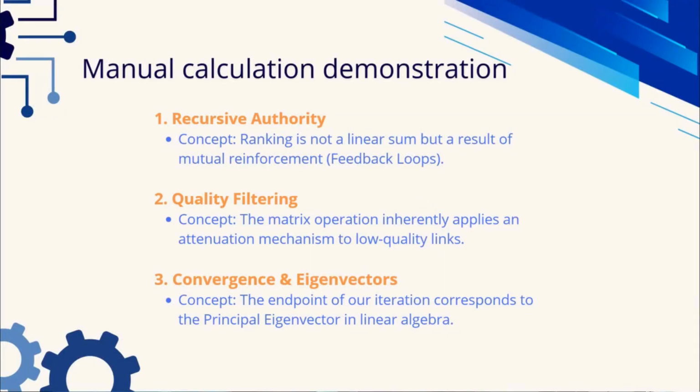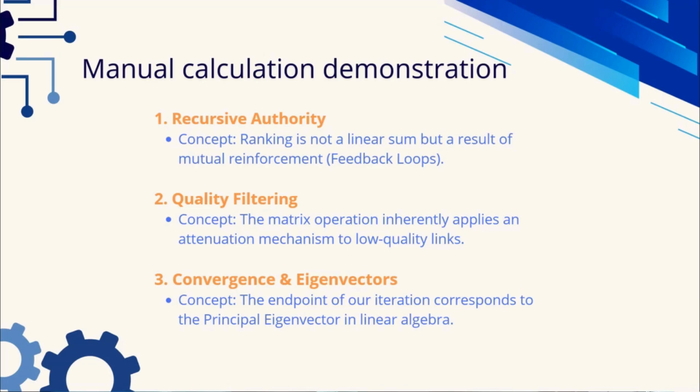Quality filtering. The matrix operations have a built-in filtering mechanism. We see that because D has a score of 0, the link from D to C is completely useless. This proves that the algorithm effectively filters out noise. Low-quality links are invalid.